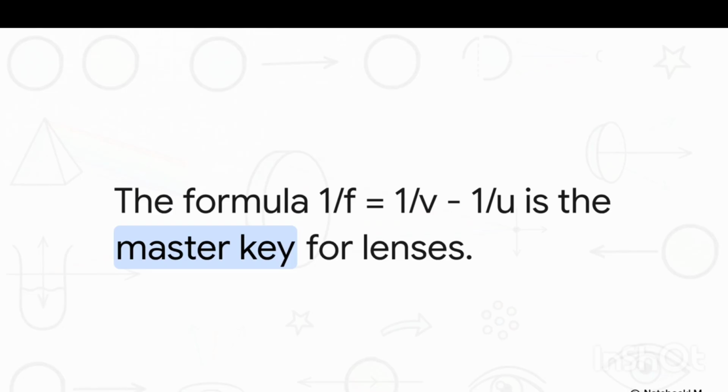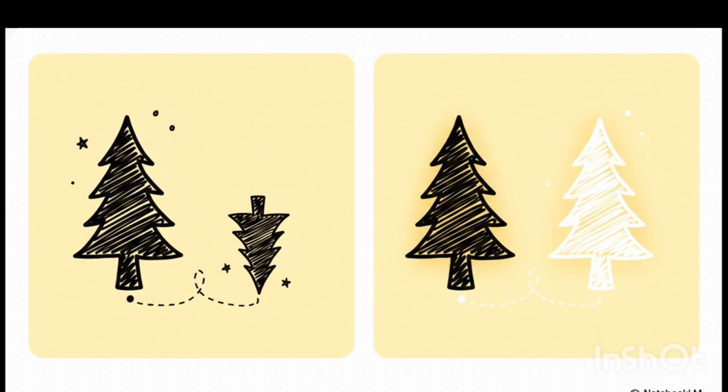By locking these three specific variables together, we can mathematically calculate the exact optical behavior of any spherical lens. Alongside distance, we obviously need to calculate magnification too, which is just the ratio of the height of the image to the height of the object. But here's the cool part. The numbers actually tell a deeper story just through their signs.